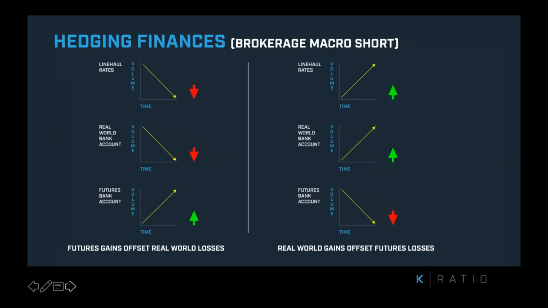Now, this is just another way of looking at the preceding slide. Line haul rates go down, real world bank account goes down, futures bank account goes up to offset that real world difference. Over here we have line haul rates going up, real world bank account going up, and the futures bank account would be going down.